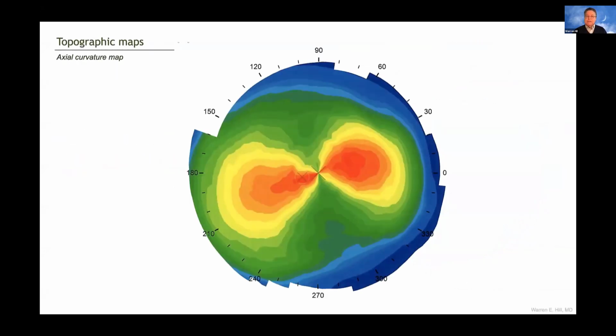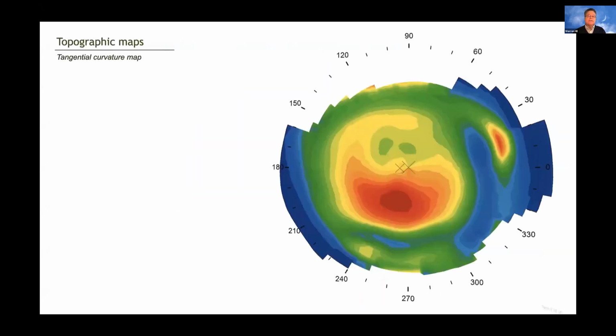And here's an example. Here's an axial curvature map of somebody with significant with the rule astigmatism. And we can use this to quantify the alignment of the steep and also the flat meridians. And this is very, very helpful for those of us that use a lot of Toric IOLs.